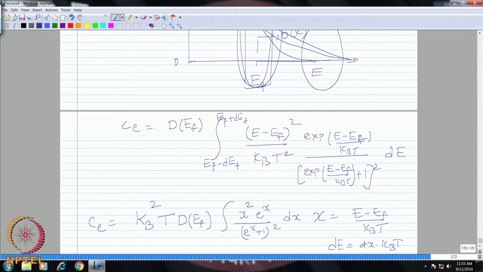So, the lower limit: the original integration was from 0 to infinity. Therefore, E equal to 0 means x equal to minus Ef by kb T. That is your modified lower limit, and E equal to infinity means x equal to infinity.